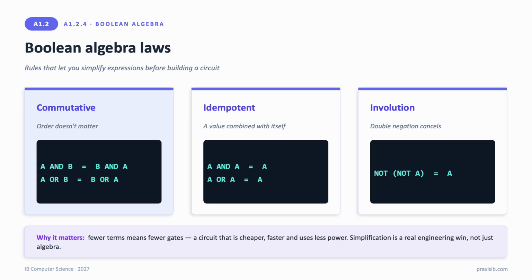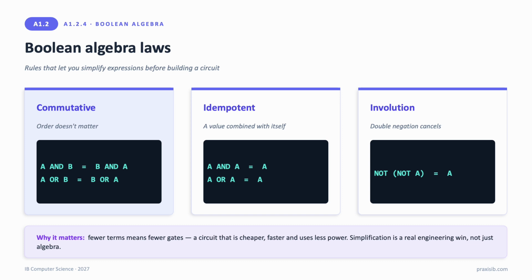Alongside Karnaugh maps, there's another way to simplify logic, and it's called Boolean algebra. These are just a set of rules, a bit like the rules you use in normal algebra, that let you tidy up an expression on paper. Let's look at 3 friendly ones. The first is the commutative law. It simply says the order of the inputs doesn't matter. A AND B is exactly the same as B AND A, just like 3 plus 4 equals 4 plus 3.